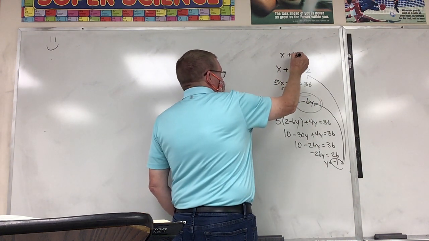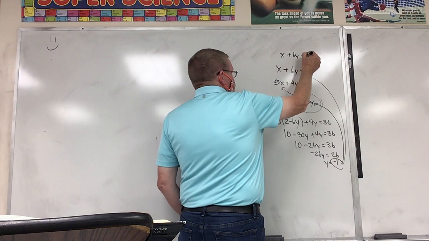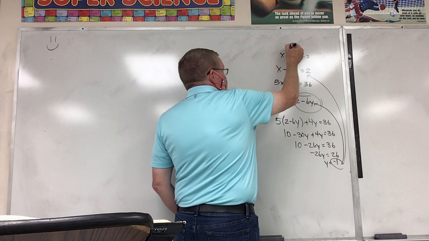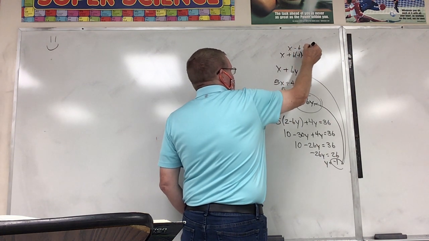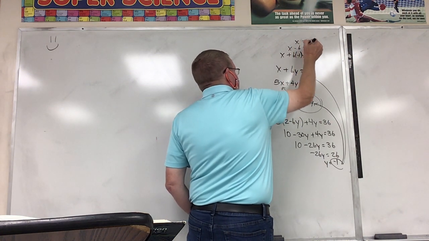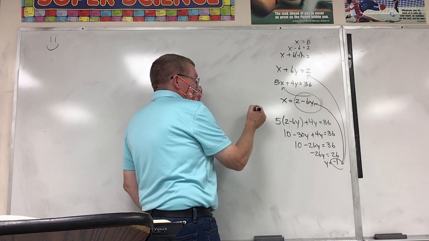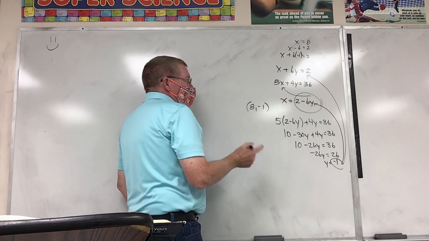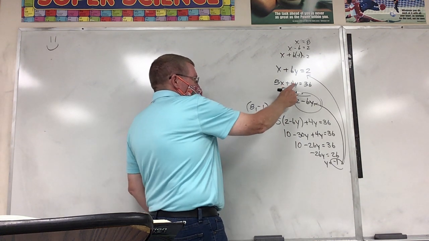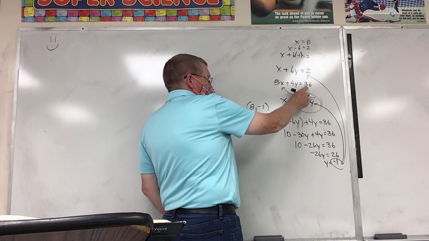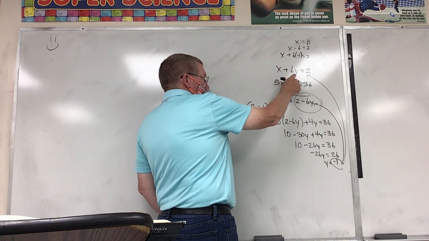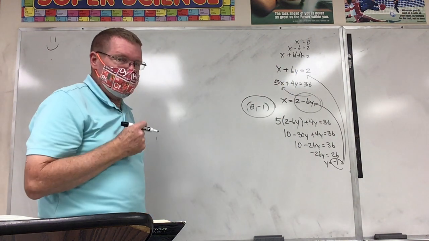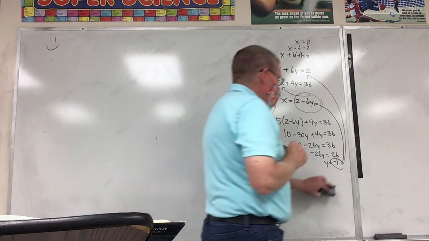x plus 6y equals 2. So we're going to put negative 1 in for y. So that's x minus 6 equals 2. x equals 8. So my solution would be 8, negative 1. Always check it out. 40 minus 4 is 36. 8 minus 6 equals 2. I know my answer is correct. Substitution. Let's do one more.